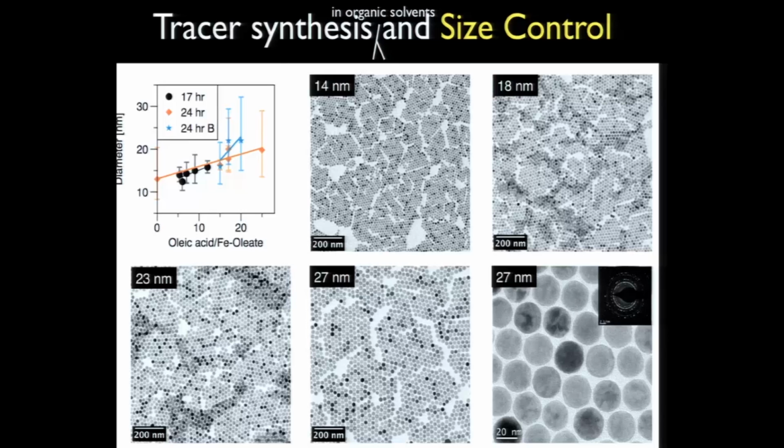So they have very monodispersed size distributions, and you can see this is 14, this is 18, 23. This is roughly what we believe are the ideal particles for MPI. And you can see these 27 nanometer particles, they are spherical, and you can see they're very high quality particles.